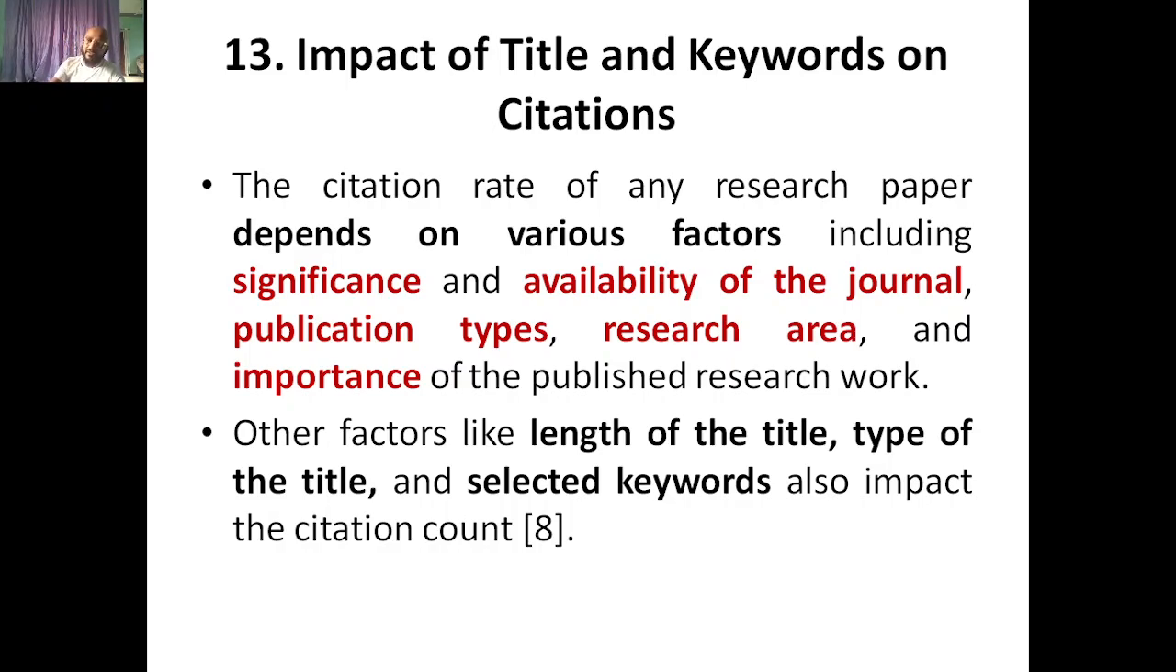The citation rate of any research area depends on various factors including significance, availability of the journal, publication type, research area, and importance of the published work.